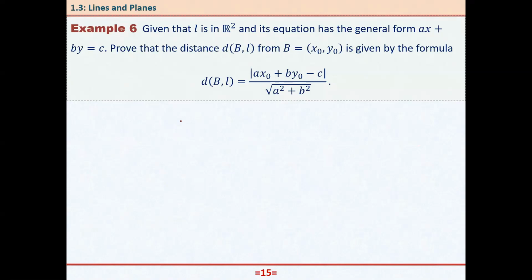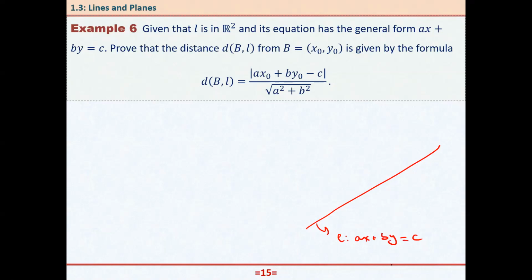It says that given that L is in R2, that's a line, and it has two components, and its equation has a general form: ax plus by is equal to c. Prove that the distance d from B, with coordinates x sub 0, y sub 0, to L is given by the formula. So we need to obtain this formula. Actually the line is in R2, so we are given a line here, and the equation of this line is ax plus by is equal to c.